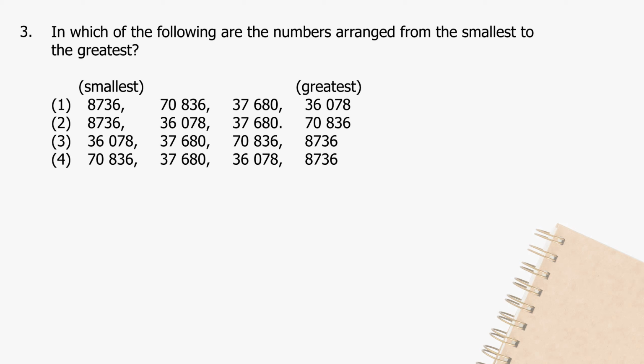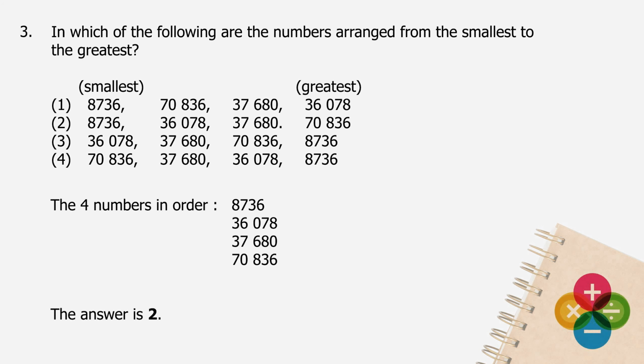Question 3. In which of the following are the numbers arranged from the smallest to the greatest? The four numbers in order will be 8,736, 36,078, 37,680, and 70,836. The answer is 2.